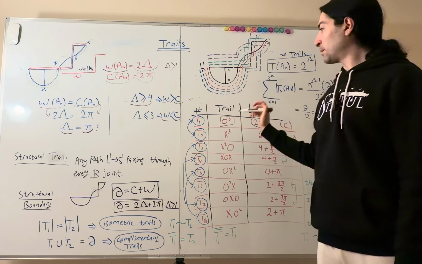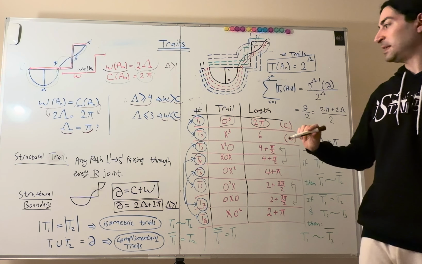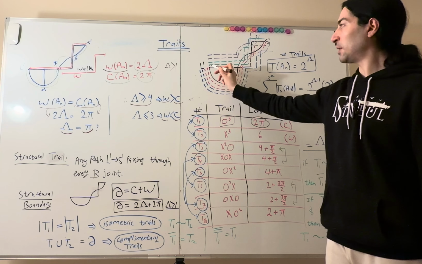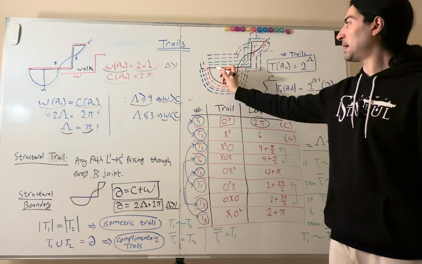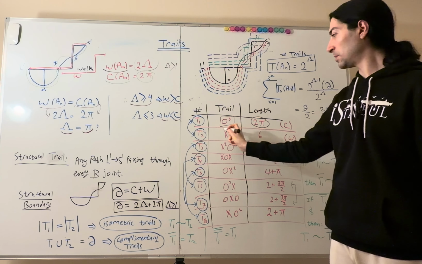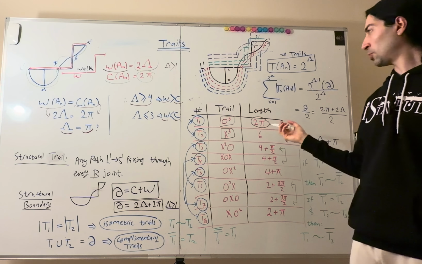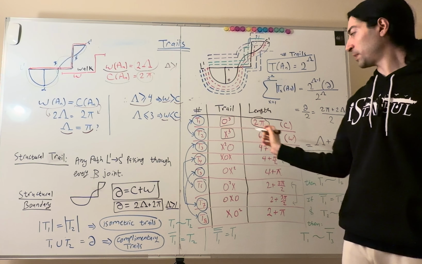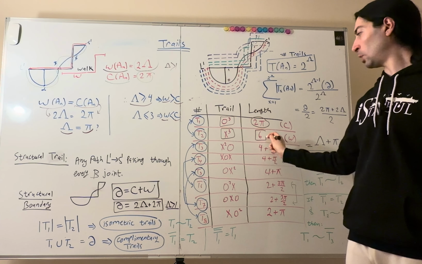Now let's look at the walk. We will call this T2. The walk, we're going to stay on the x's. So this will be x, x, x. So we'll say x cubed. And the total length of this trail will be 6. That's the walk.